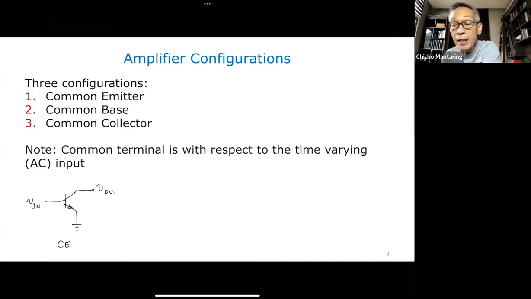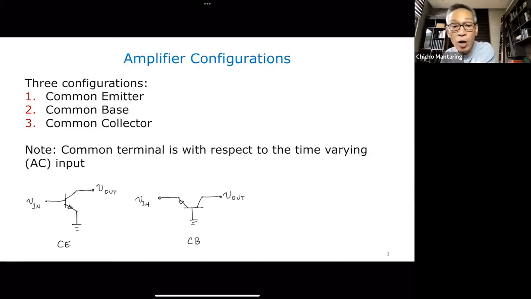In the common base, my base is the reference. My input is applied to the emitter, and my output is obtained from the collector. Okay. So this is your common base.